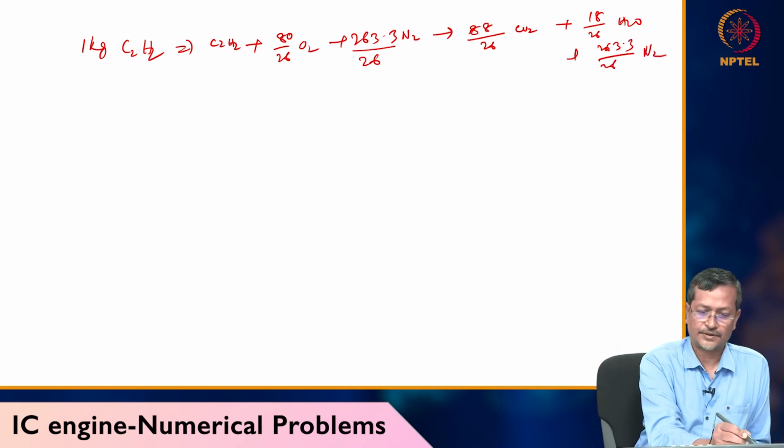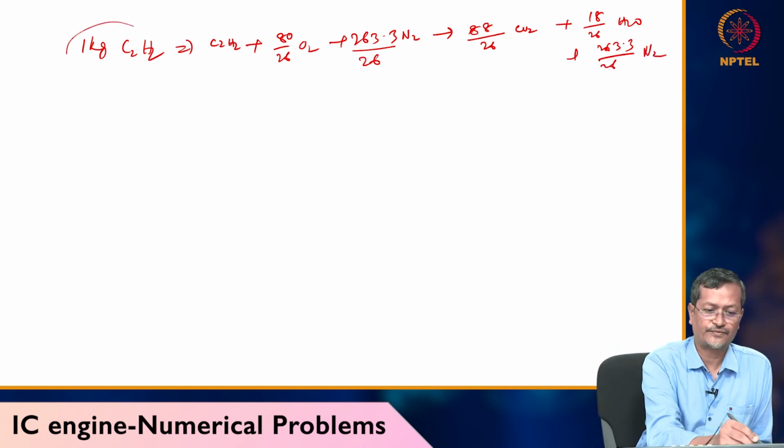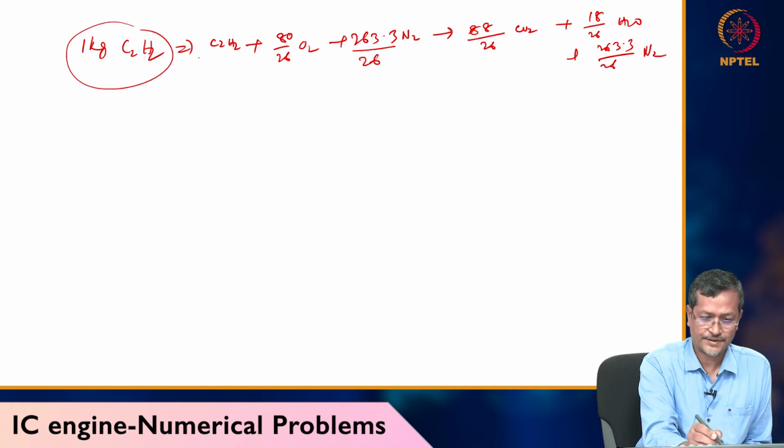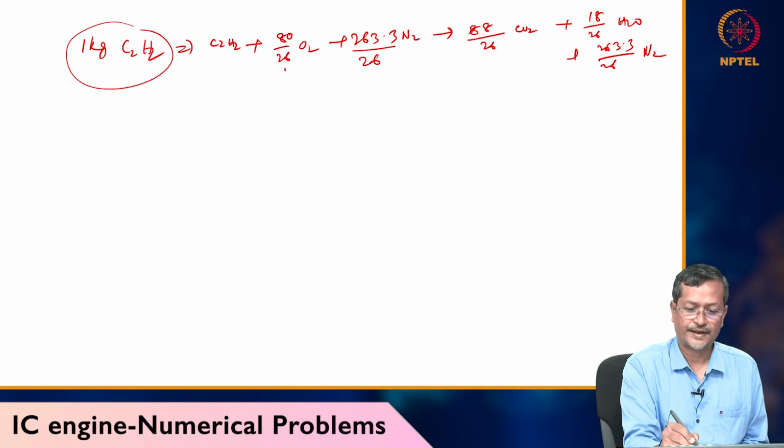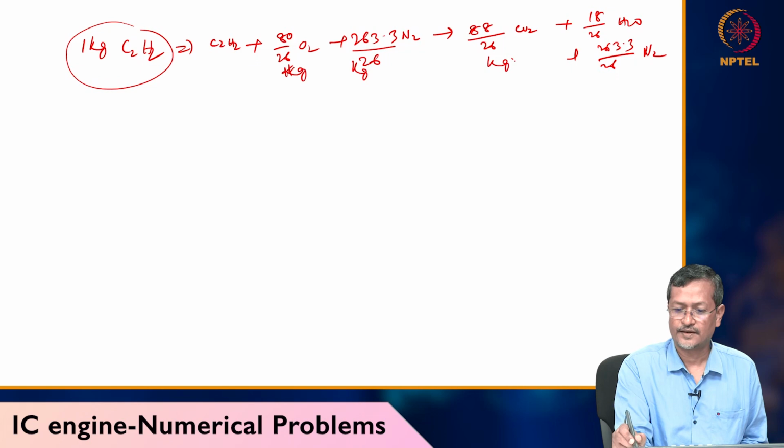So this is for 1 kg of acetylene. So all are in kg actually, so I should write kg everywhere. Okay.